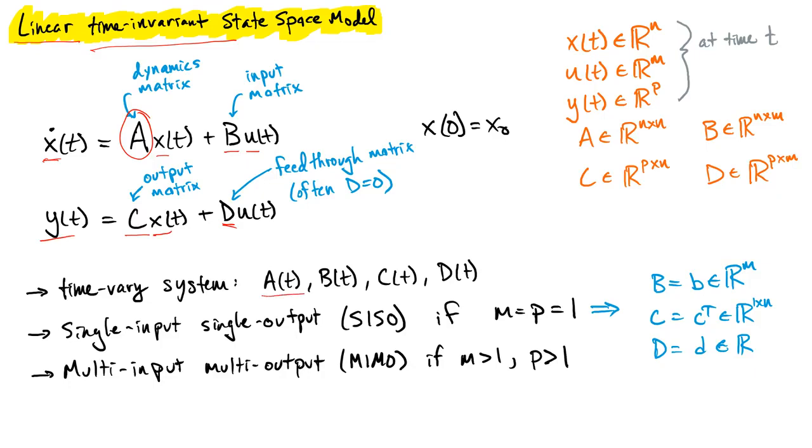So simply by specifying these matrices, which could depend on time if you wanted to. In everything that we do, we're going to be time invariant, which means that A, B, C, and D don't depend on time.